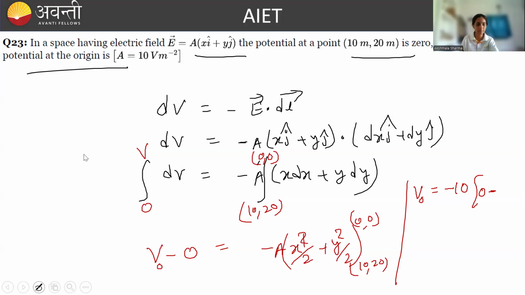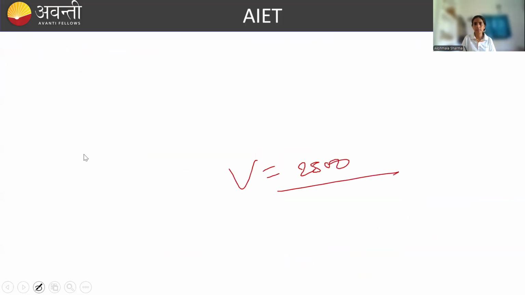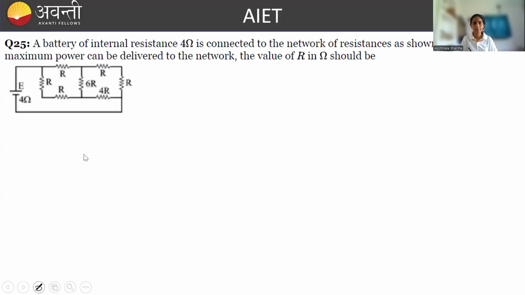So that is basically 250, if I'm not wrong. ठीक है? So this is 250 and v naught will be equal to 2500. So this is your correct answer, 2500. This is going to be your answer. Now let's do this question.